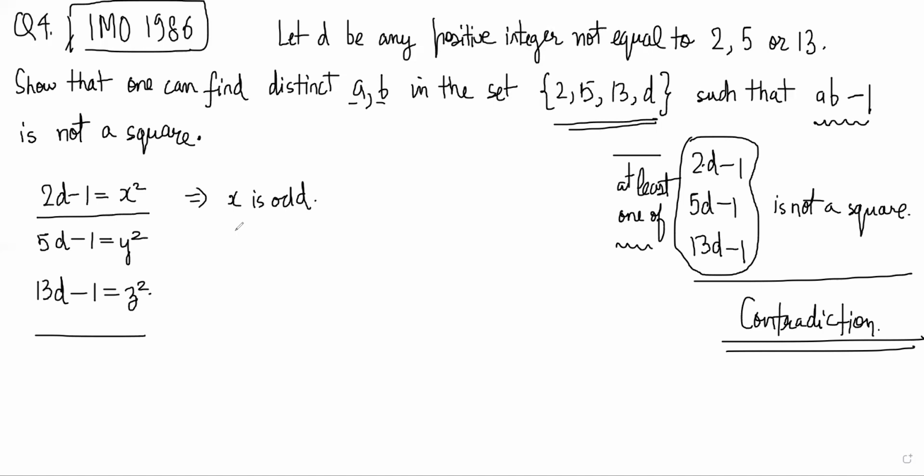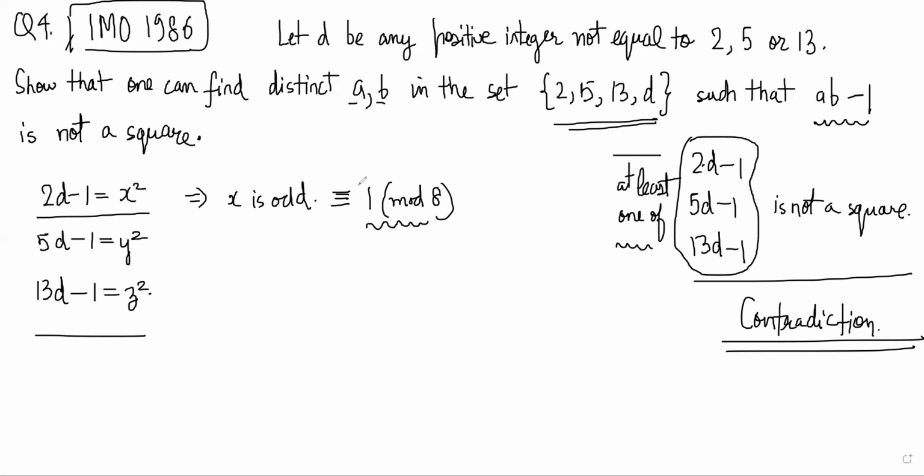Try odd number squares: 3 square, 5 square, 7 square. It is always going to be of the form... Oh, I should take modulo 3 or 4, right? It is 1 mod 8 always. That is just a fact. You can prove it by induction that any odd number square will be 1 mod 8. Oh yeah, right, I know.